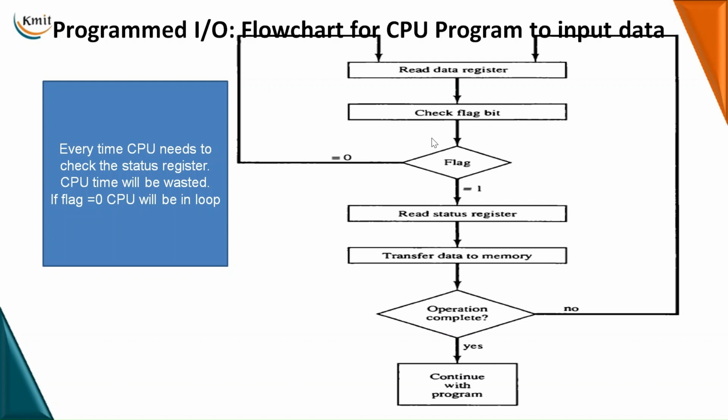What's happening is that when there is no data available in the data register of the corresponding interface, the CPU is wasting its time checking the flag bit rather than performing some other operation. The main aim of a CPU is execution of user programs or instructions, but here the CPU time is getting wasted checking the status register. If the flag is 0, the CPU will be continuously in the loop until the flag bit is set to 1. That is not the main aim of the CPU. Its main aim is to execute the programs and increase the throughput of the computer system.